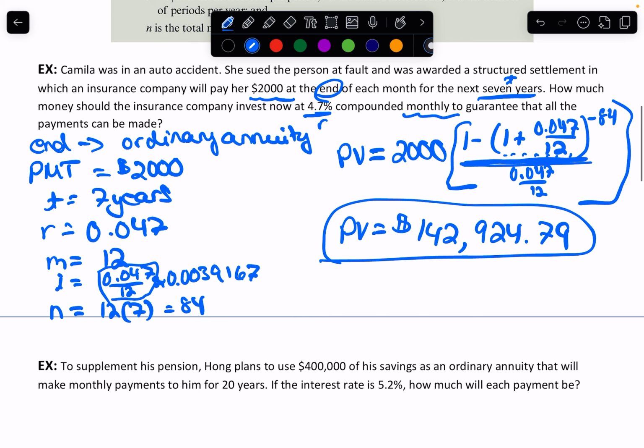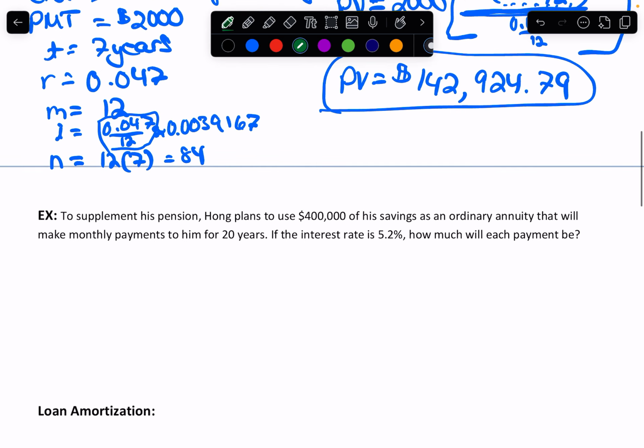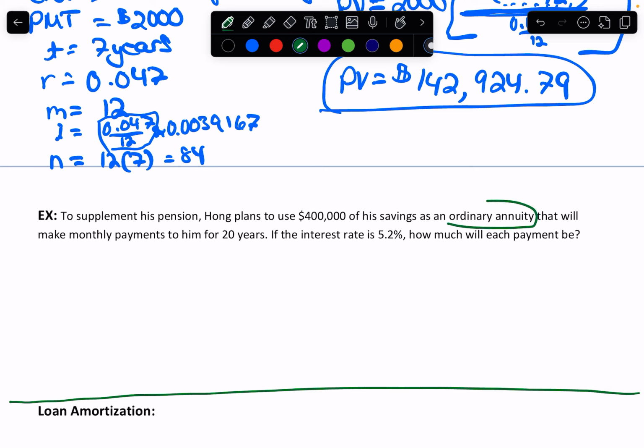Okay, next. To supplement his pension, Hong plans to use $400,000 of his savings as an ordinary annuity that will make monthly payments to him for 20 years. If the interest rate is 5.2%, how much will each payment be? So we are now asking for the PMT.